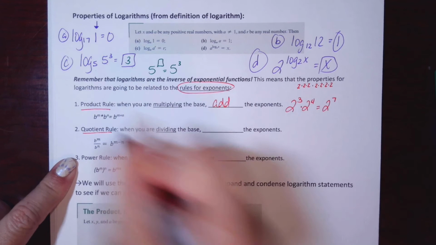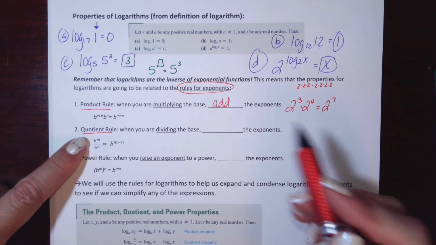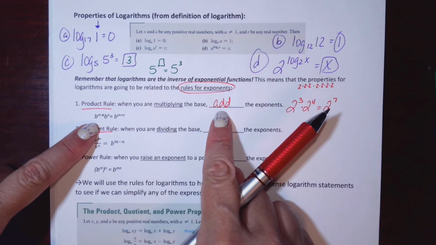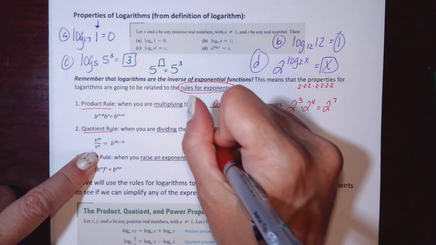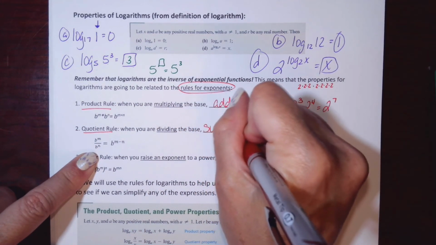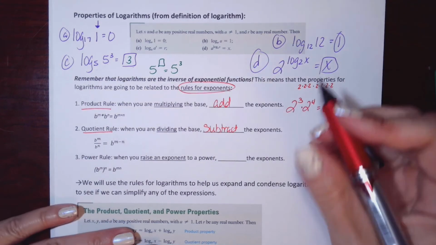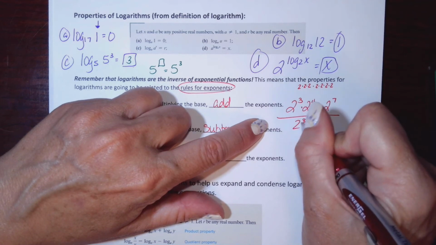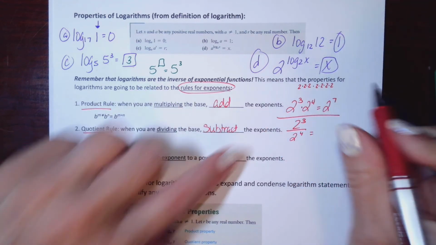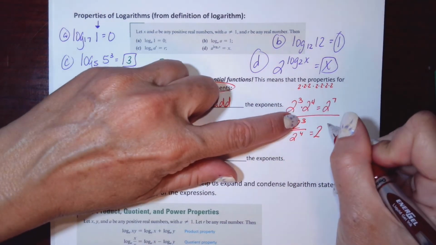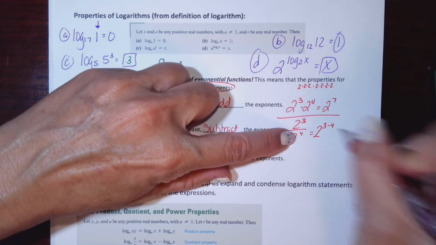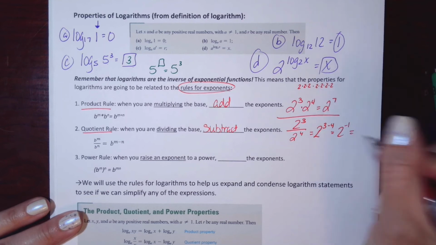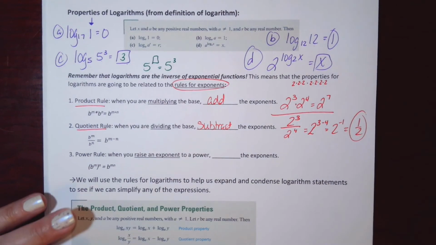Quotient rule. Quotient is an answer to a division problem. When I'm dividing the base, what do I do? Well, multiplication is repeated addition. Division is repeated subtraction. So if I'm going to divide the base, I subtract the exponents. So to extend this problem, if we have 2 cubed divided by 2 to the 4th, that's going to be the same thing as subtract the exponents, numerator minus denominator. 3 minus 4 is -1, and 2 to the -1 is 1 over 2.